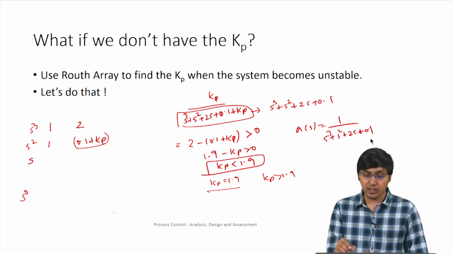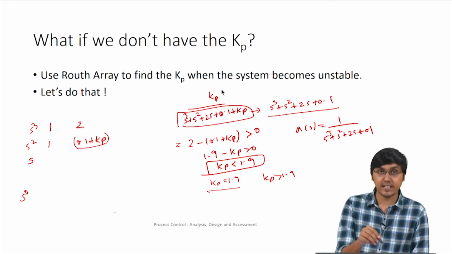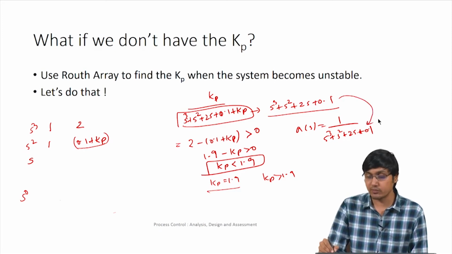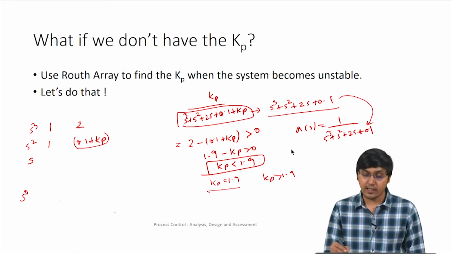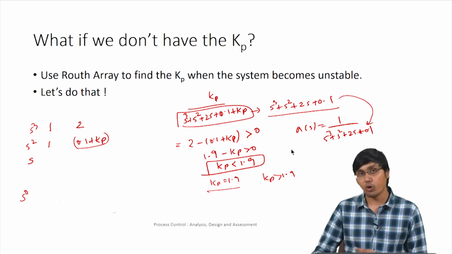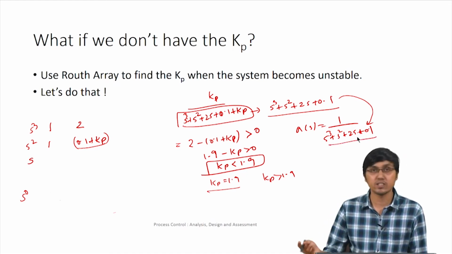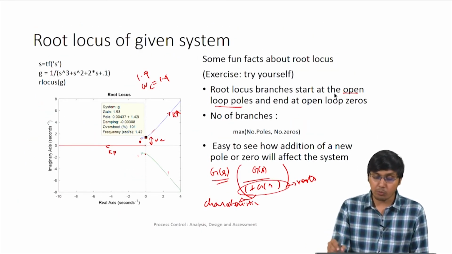So when Kp becomes equal to 0, the closed loop transfer function's denominator, or characteristic polynomial, becomes the same as the open loop transfer function denominator. So when gain equals 0, the closed loop characteristic polynomial, or closed loop poles, is the same as the open loop poles. Because the characteristic polynomial is the same, the poles are going to be the same. So it starts at the open loop poles, and then it ends at the open loop zeros.